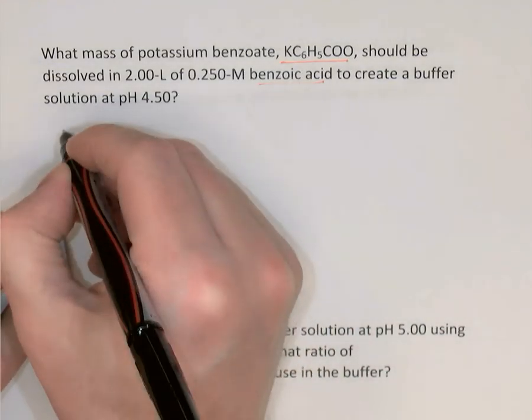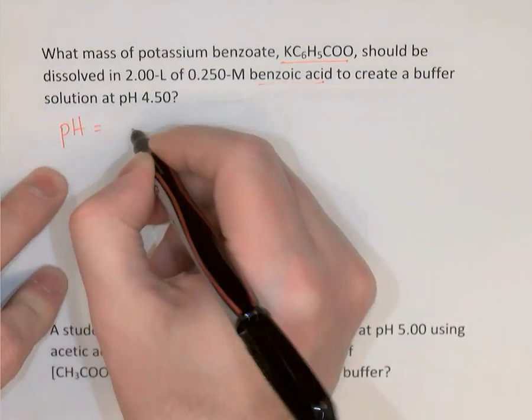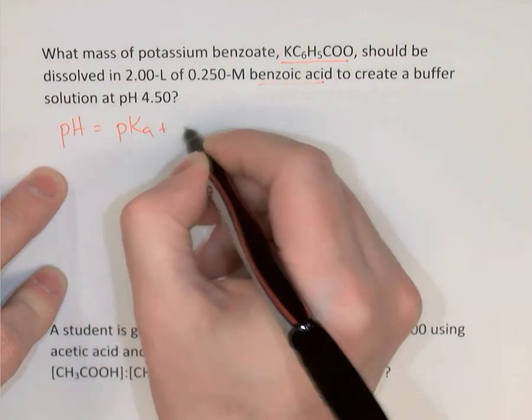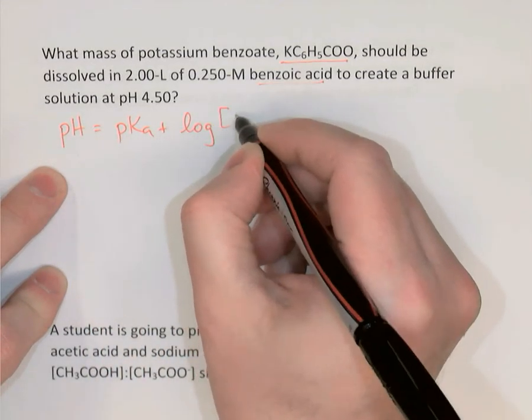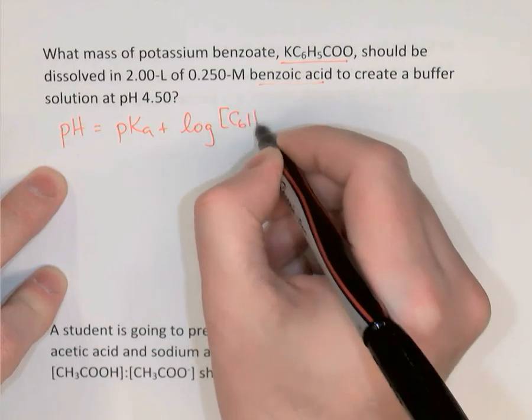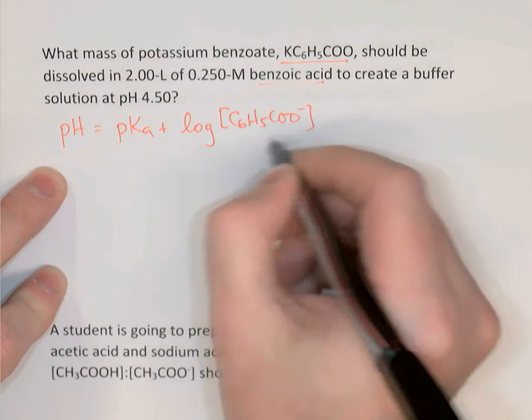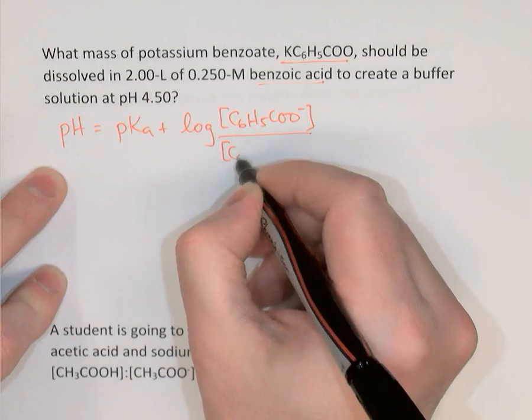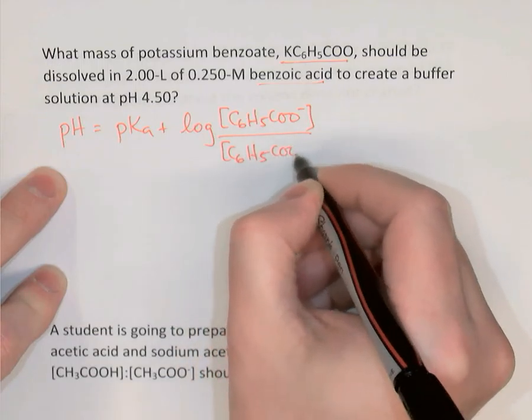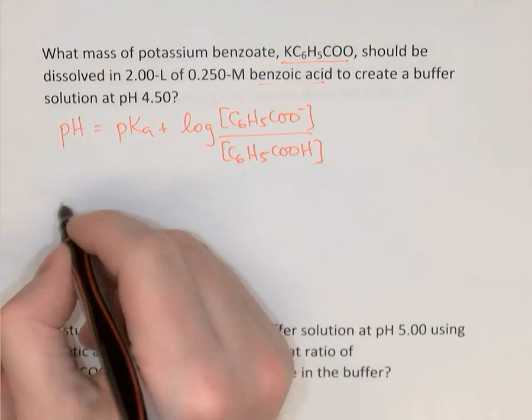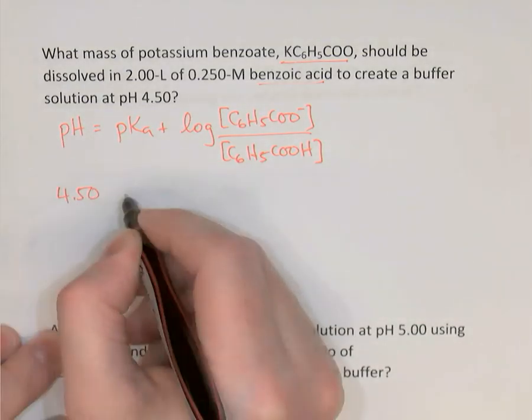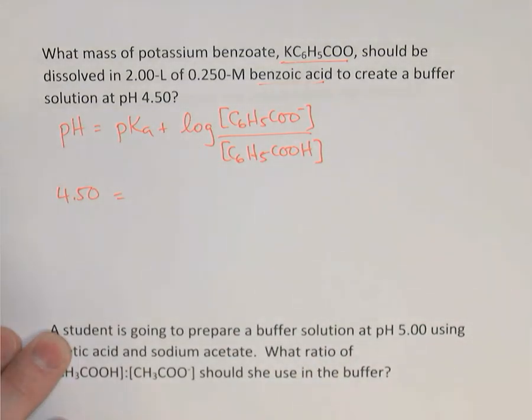So I'm going to use Henderson-Hasselbalch: the pH equals pKa plus the logarithm of the benzoate concentration, C6H5COO minus, over the benzoic acid, C6H5COOH concentration. So the pH we want is 4.50. The pKa value, I'm going to look up the Ka value for benzoic acid, 6.4 times 10 to the minus 5. So negative log 6.4 times 10 to the minus 5.